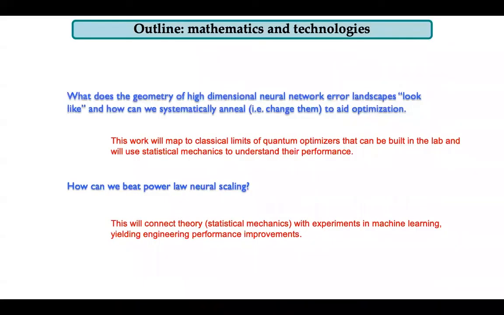Okay, I can't talk about all of that work. So I just chose two talks that are related to the themes of an interplay between technology and mathematics relevant to the seminar. The first is, what does the geometry of high-dimensional neural network error landscapes look like? And how can we systematically anneal or change them in order to aid optimization? And this will actually map to classical limits of certain quantum optimizers that can actually be built in the lab. And we'll use statistical mechanics to understand their performance.